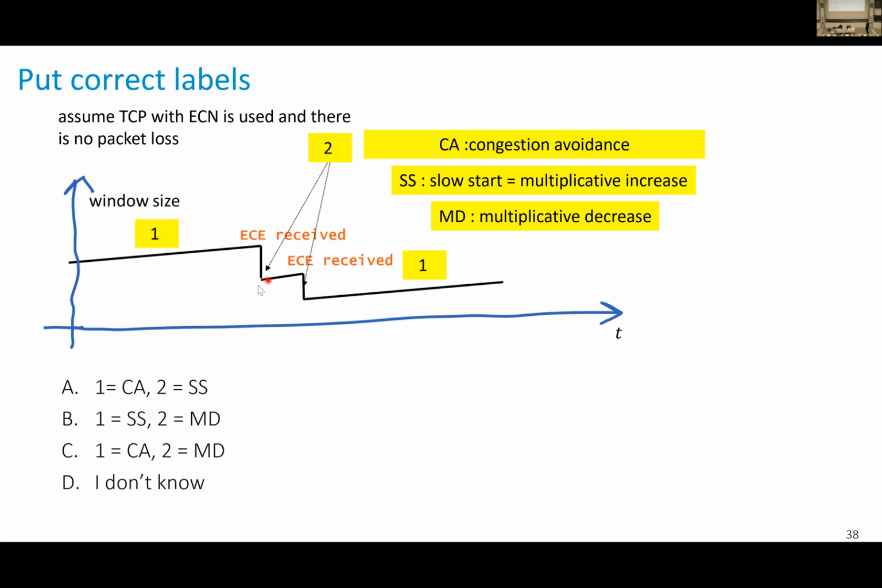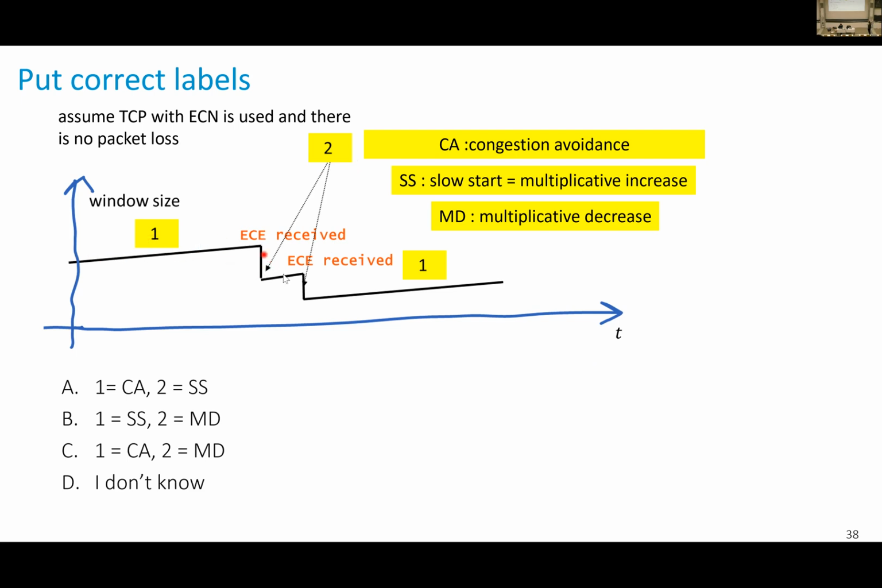Now the difference, of course, is there's no loss. So we don't need to do fast recovery, and we don't go into slow start because there is no packet loss. We send a signal back to the source saying, now you should reduce. I haven't blocked your packet because I am smarter than that. I'm sending you a signal. You should reduce the rate.